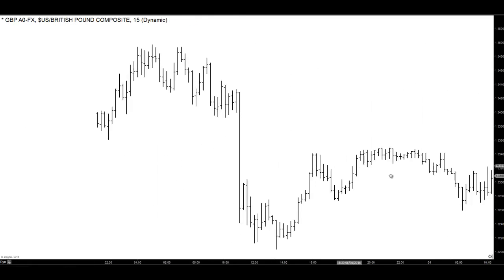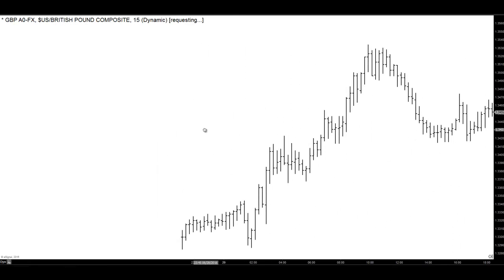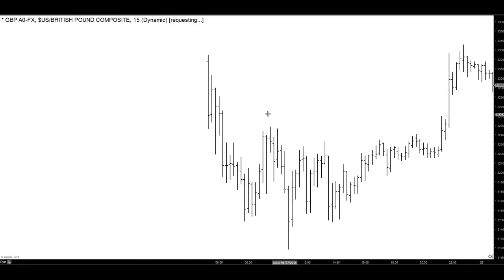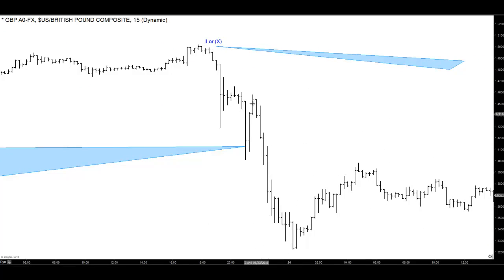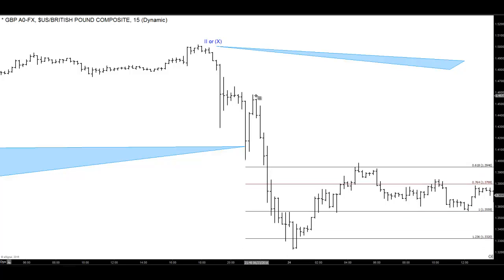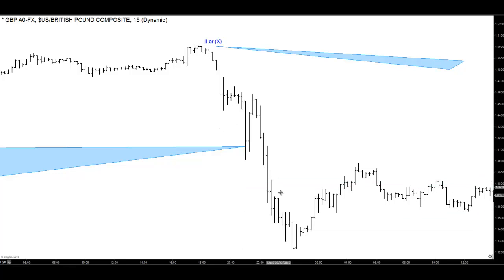This is a 15-minute bar of the pound dollar after the news for the referendum in UK. And guess what? From the June 23rd peak to the lows over here, this is not an impulse. This is 1, 2, 3, 4, 5, 6, 7, or 3 sets without extensions, of equal legs, or 1.236. So technically, this is corrective.